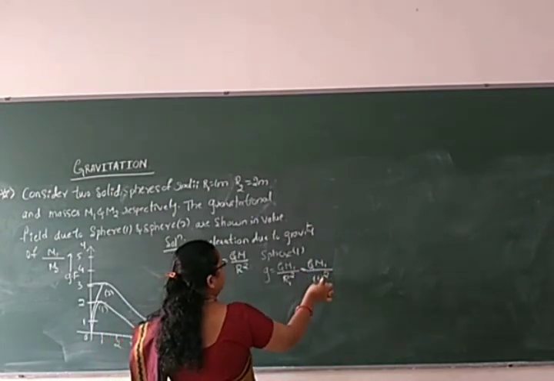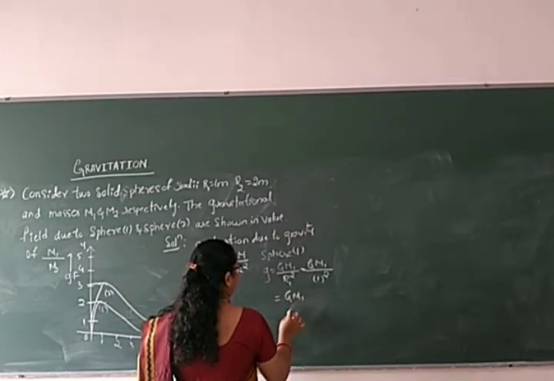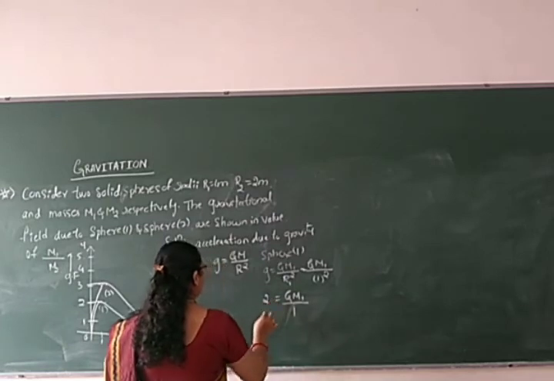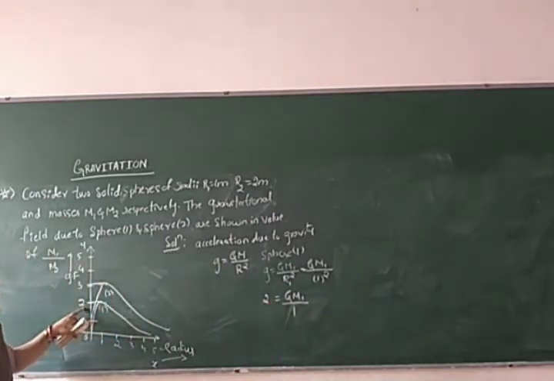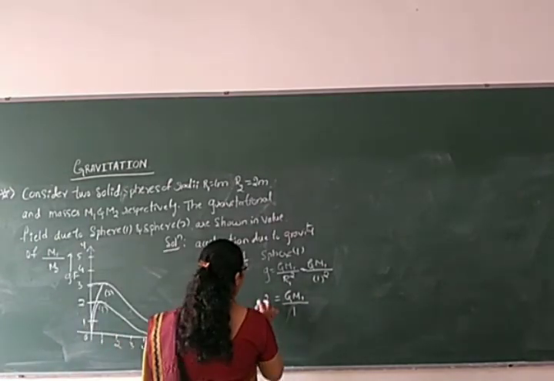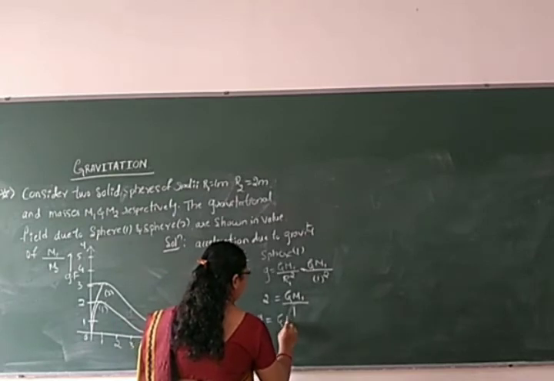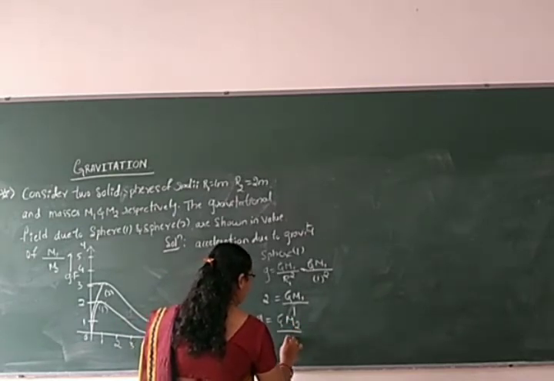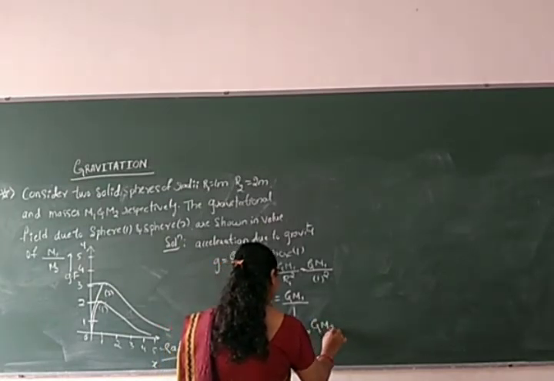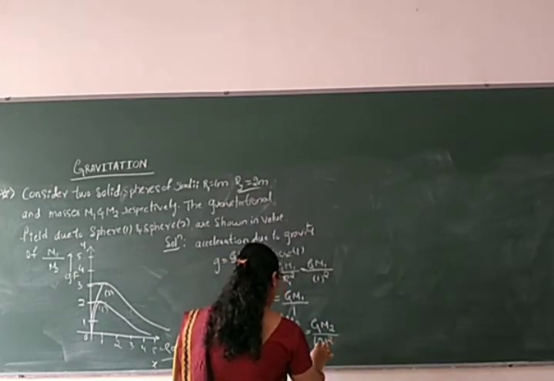So Gm1 by 1, that is the gravitational field. That g is what here? 2. So the gravitational field is equal to 2 here. Then what about the gravitational field of the second sphere? That is Gm2 by R2 square. What is R2 here? 2 meter. So 2 whole square here.